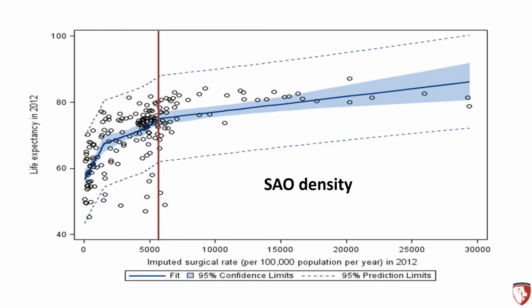The effectiveness threshold, above which the decline in number of deaths reaches a plateau, comes down to approximately 5,000 surgical procedures per 100,000 population.